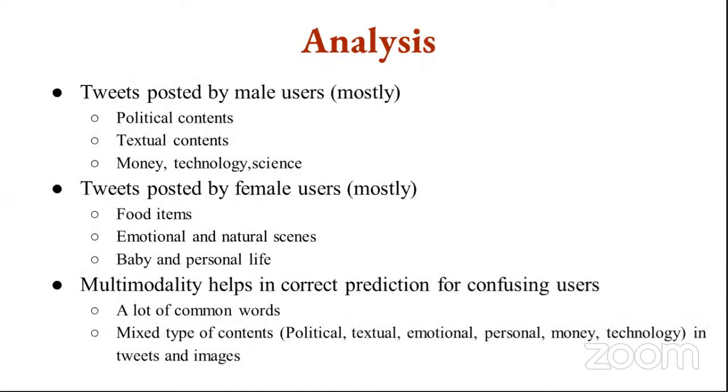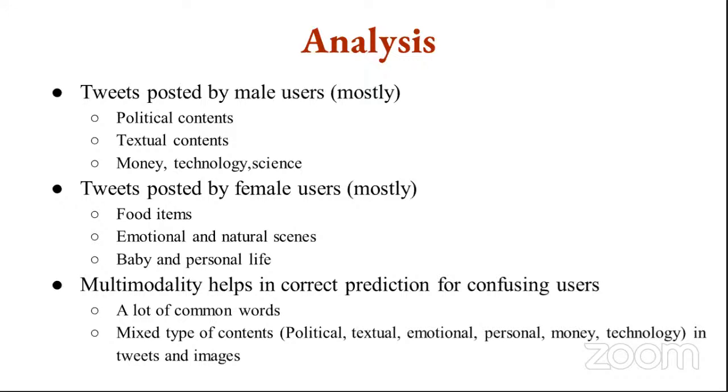So we also did some analysis after getting the results. We analyzed what type of tweets are mostly written by the female users and what type of tweets are mostly written by the male users. Our analysis shows that tweets posted by male users mostly contain political content, textual content, money, or technology or science related discussions. Tweets posted by female users mostly contain food items, discussion on food items, discussion on emotional natural scenes, baby, or personal life.